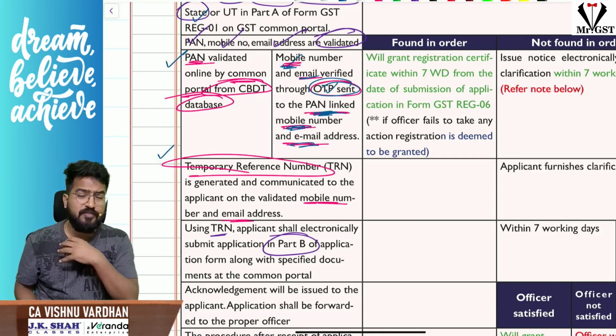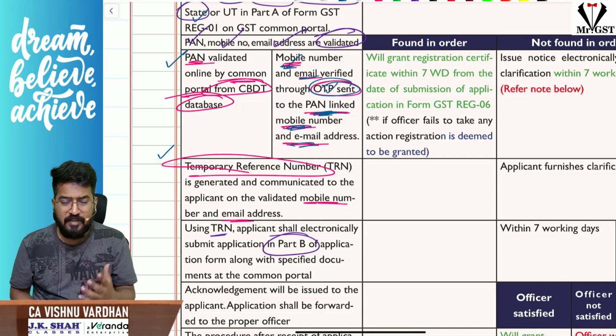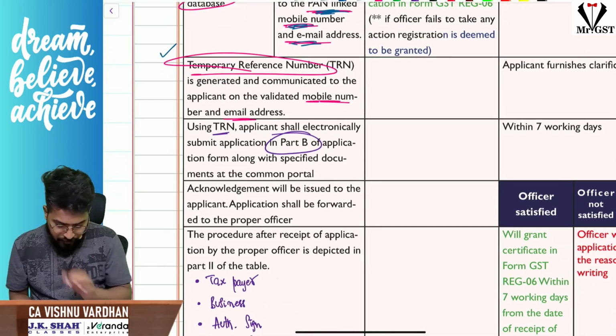If it is a partnership firm, all the details of the partners, company directors details, all these things will be given and will be submitted. The part B of the application will be submitted.